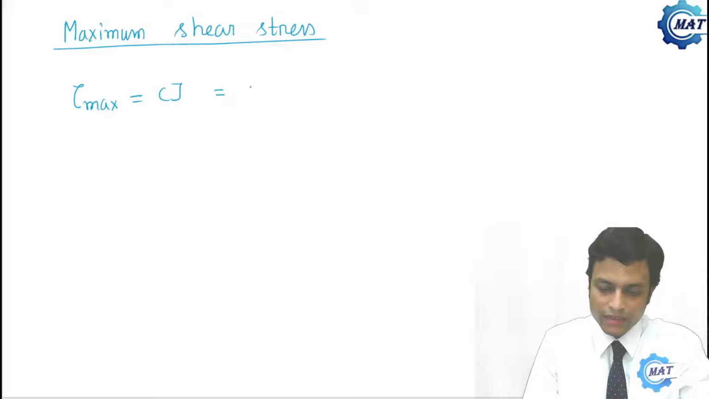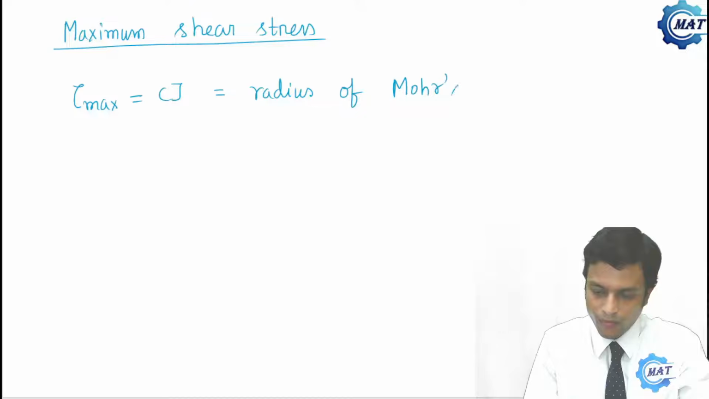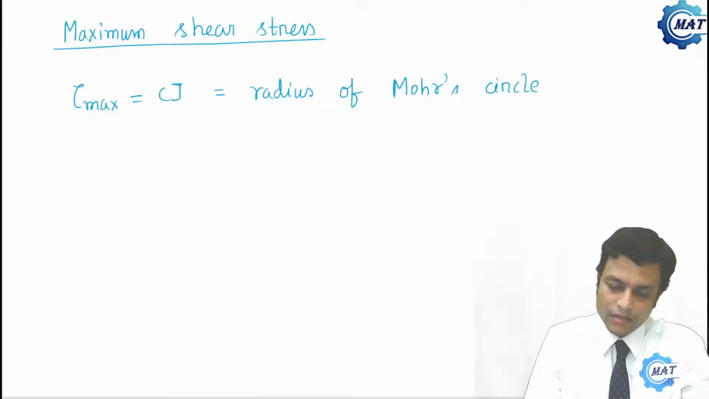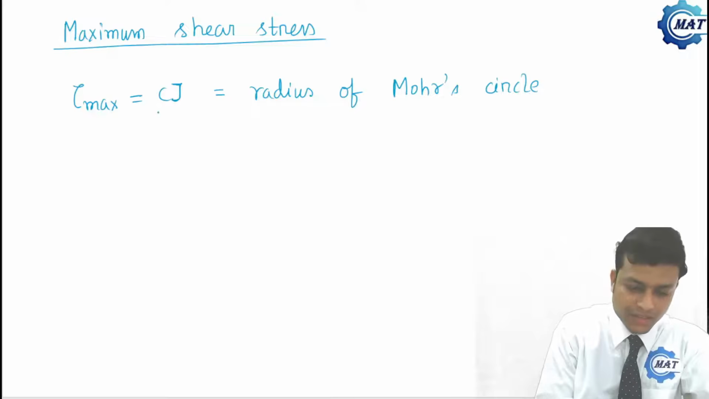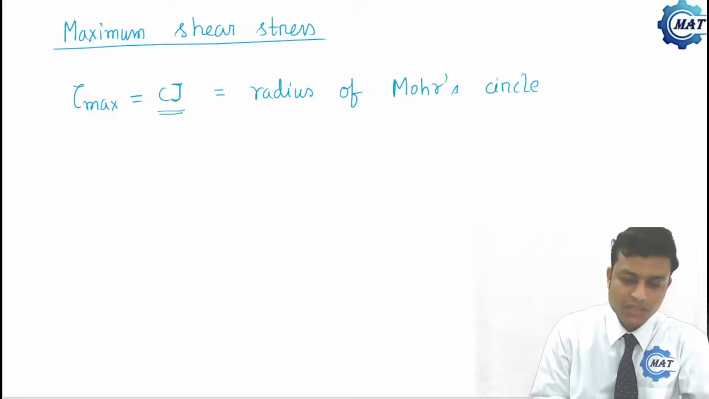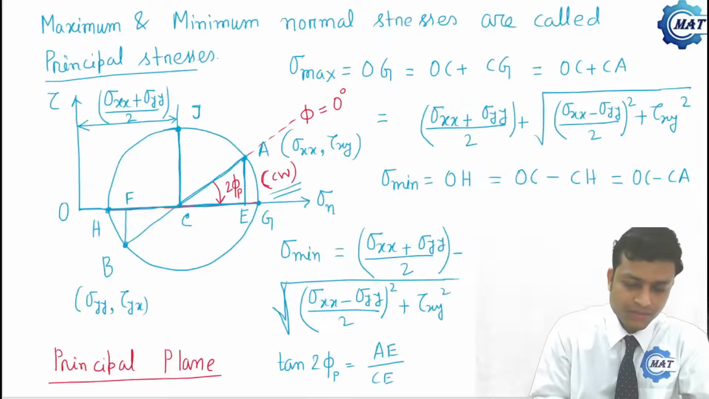So CJ is the radius of the Mohr circle. Maximum shear stress is CJ. Now what is the value of CJ? Let us come to the figure.